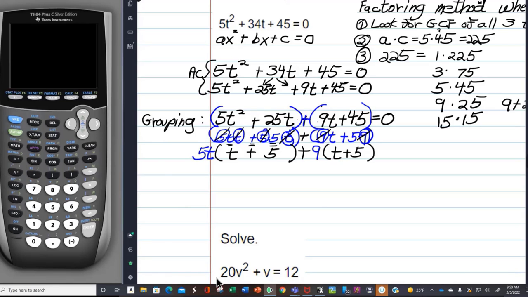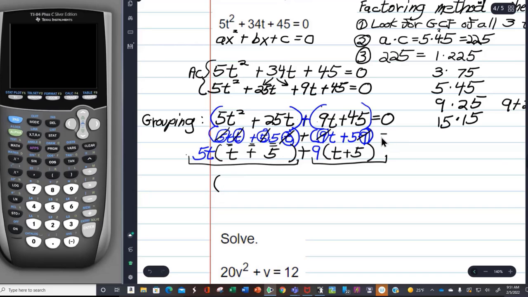Now all the hard work is almost over. Look on the left side of this middle plus sign. Look on the left side. Look on the right side. The left side and the right side have a factor in common: t plus 5. That's a binomial factor. It has two terms. It's a polynomial. All right, so I'm going to take parentheses, t plus 5, and write it in front.